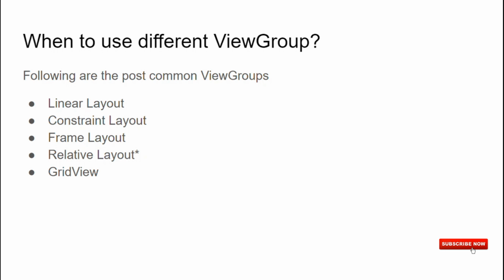Relative layout is something which I strongly recommend not to use, because whatever privilege you get with the relative layout, you now get with the constraint layout also, like aligning a view with respect to other views. Then grid view is useful if you want to align the views based on certain grids. But if you want to make it dynamic, then go ahead with the recycler view with grid layout manager.